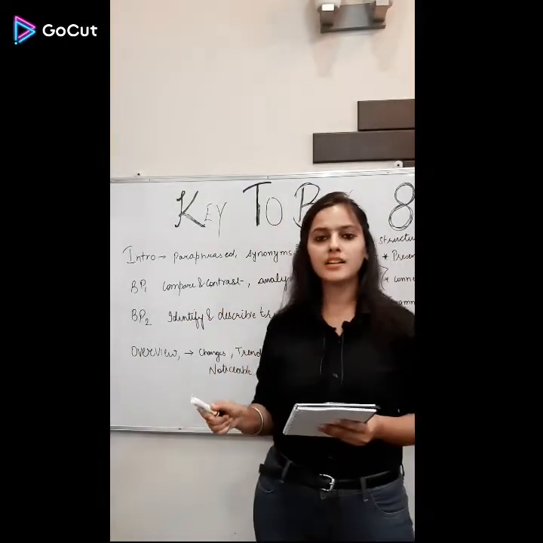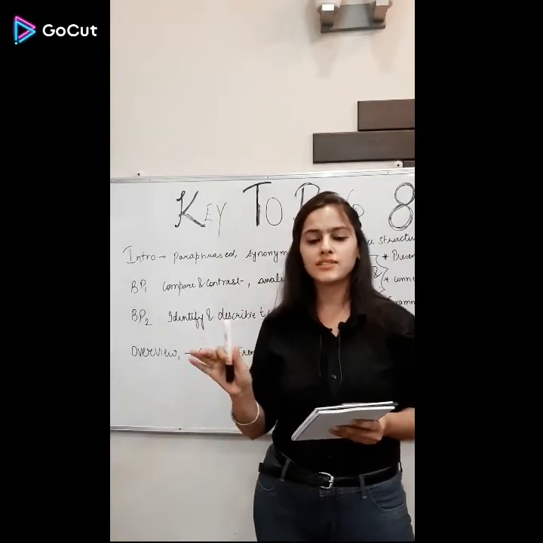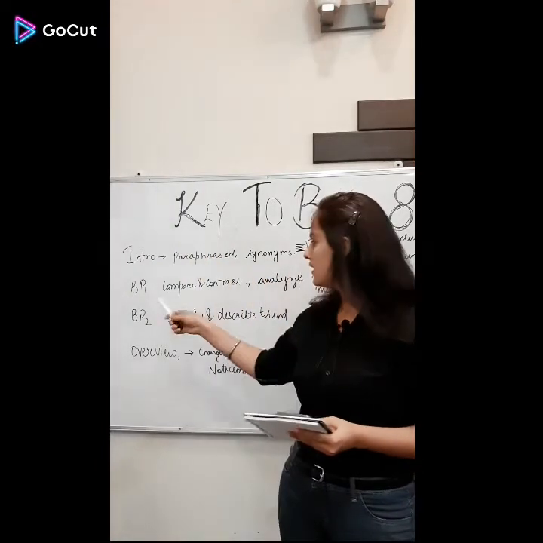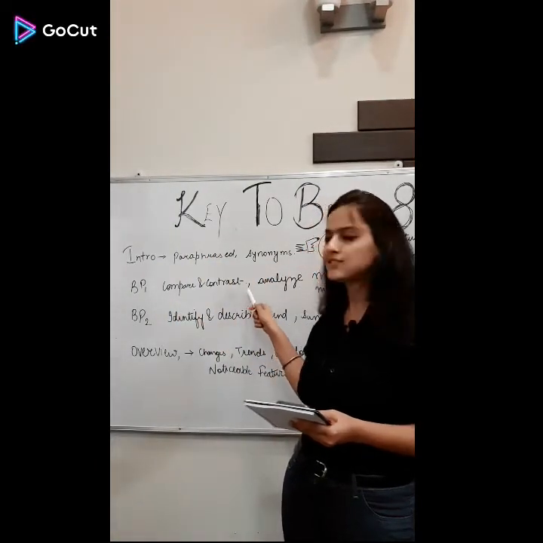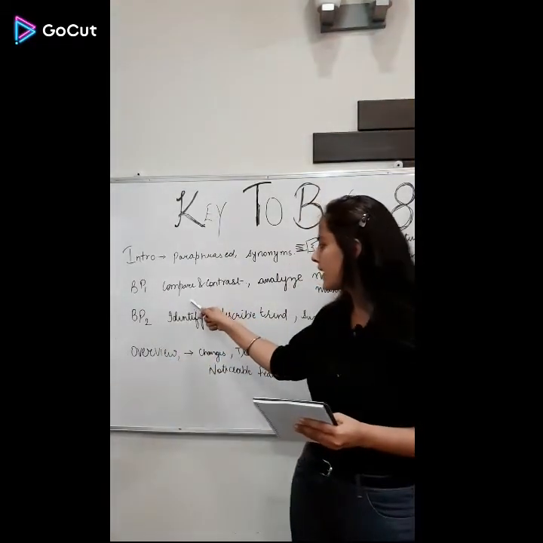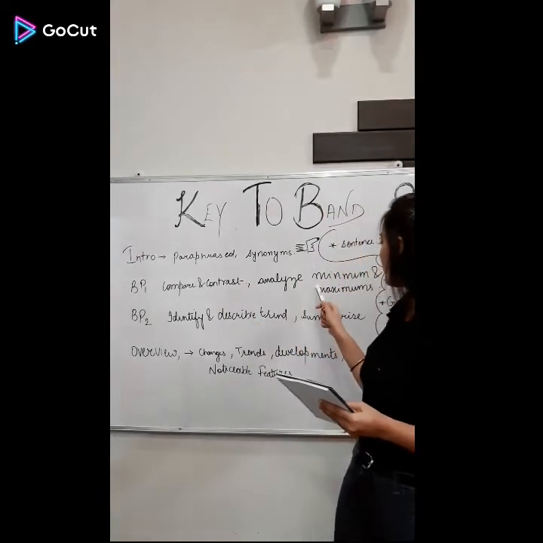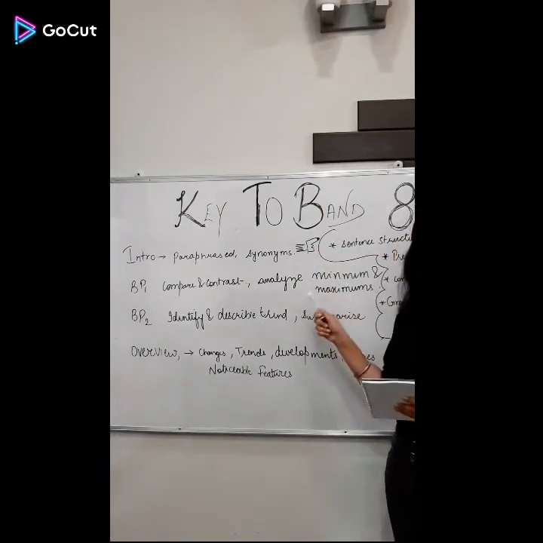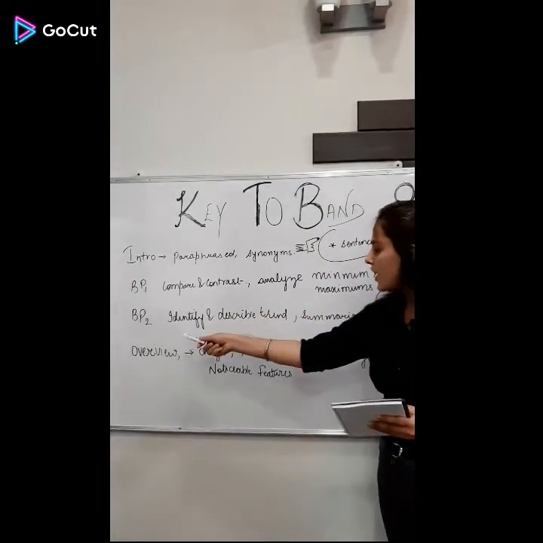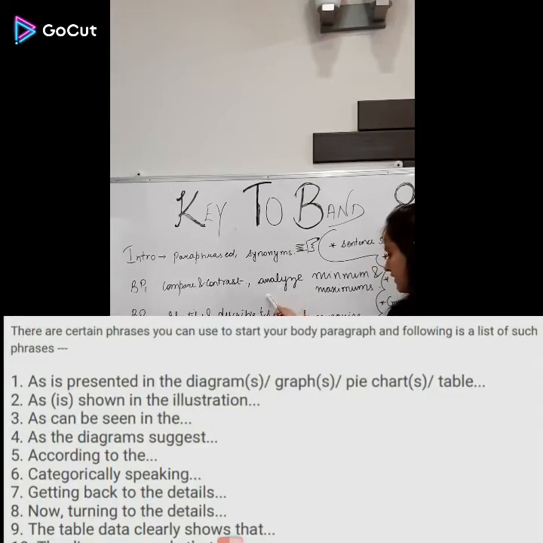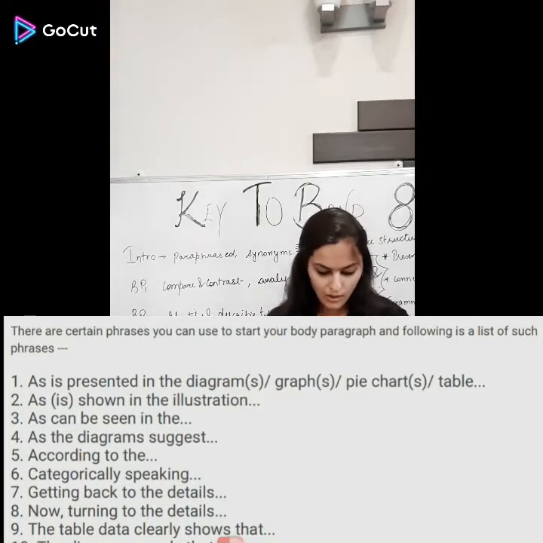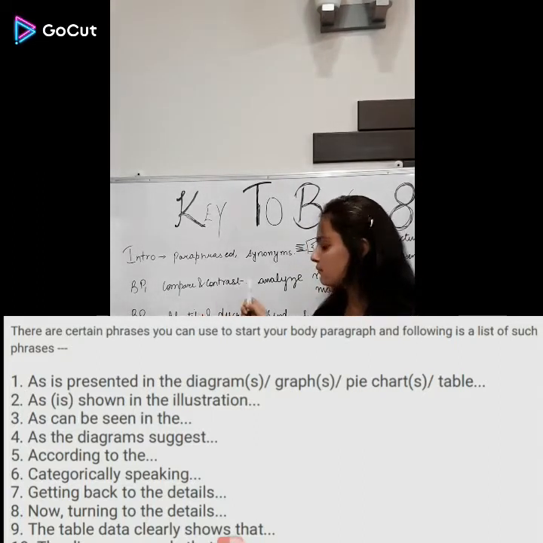In body paragraph 1, many students see the data and simply present it, like: in 2010 this happened, the figure is 26%. They just simply write the data. No, you have to compare, contrast, analyze, or identify the minimum and maximum. You have to analyze what is minimum, what is maximum, what is going up, what is going down, right? You have to identify and describe the trend, and summarize all the information in body paragraph 1 and body paragraph 2.